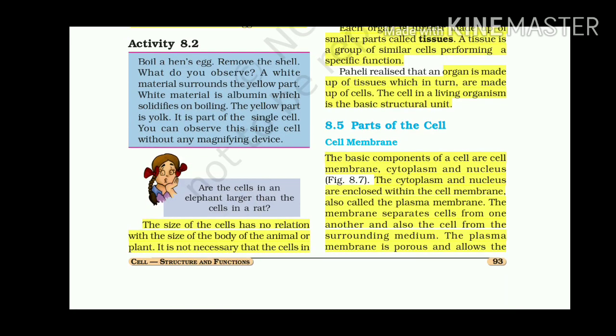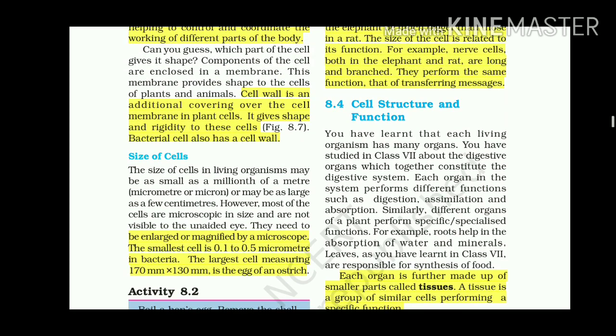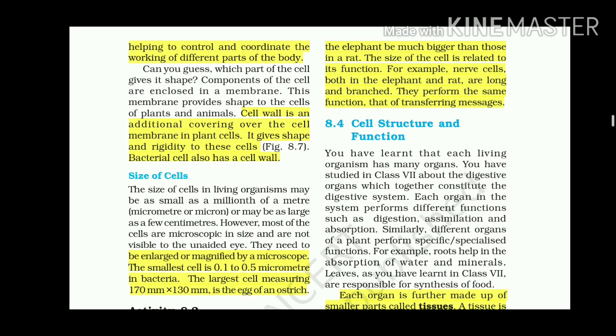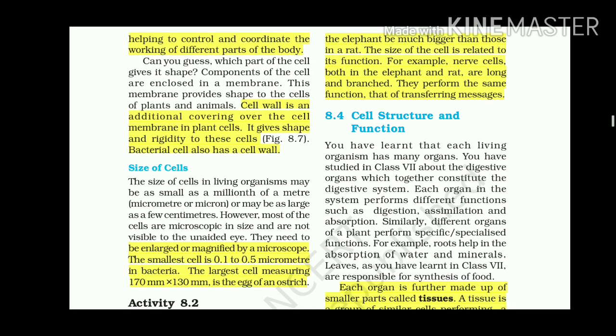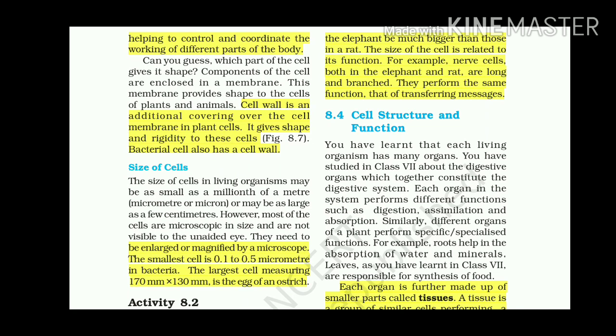The size of the cell has no relation with the size of the body of the animal or plant. It is not necessary that cells in the elephant be much bigger than those in a rat. The size of the cell is related to its function. For example, nerve cells both in elephant and rat are long and branched. They perform the same function, that of transferring messages.